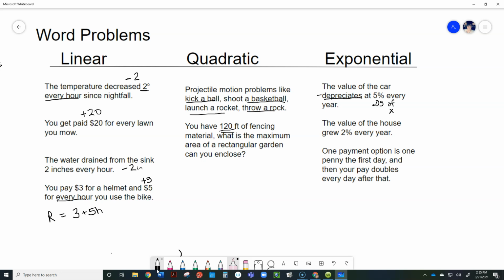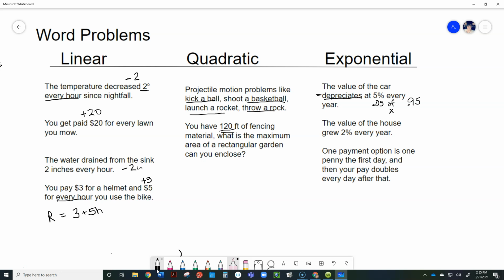So depreciates means it's getting smaller. We're losing 5%. Another way to think of that is if we're losing 5%, that means we're only keeping 95%. Okay, but it's 5% of the value of the car. So there's the key word right there, of.